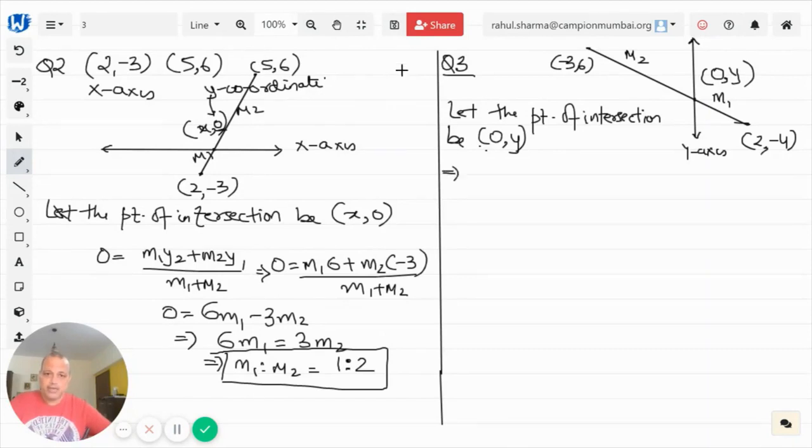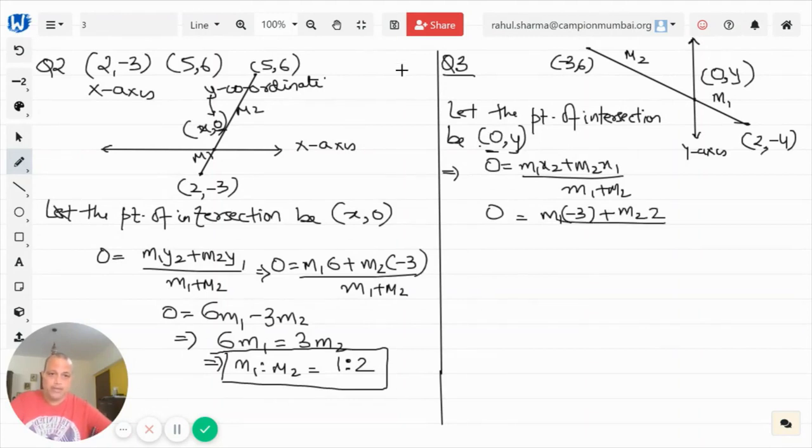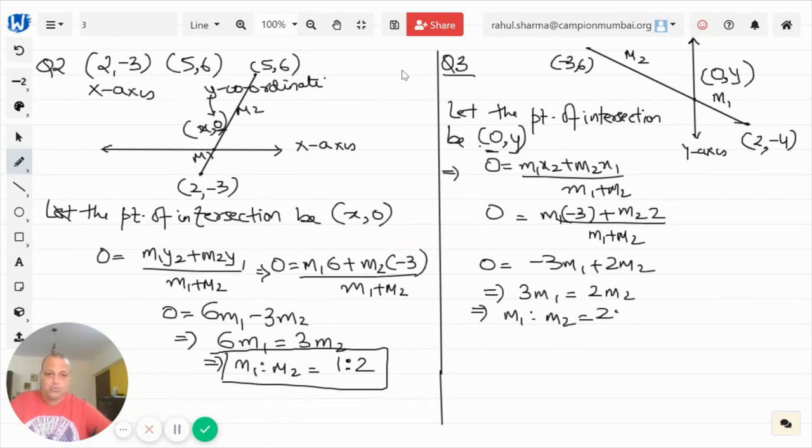Now we know that the x coordinate of the point which is intersecting using the section formula is given by m1 x2 plus m2 x1 upon m1 plus m2. Let's substitute. M1 not given, x2 is negative 3 plus m2 x1, 2 upon m1 plus m2. Cross multiply, 0 is equal to negative 3 m1 plus 2 m2, which means 3 m1 is equal to 2 m2, which means m1 is to m2 is equal to 2 is to 3.